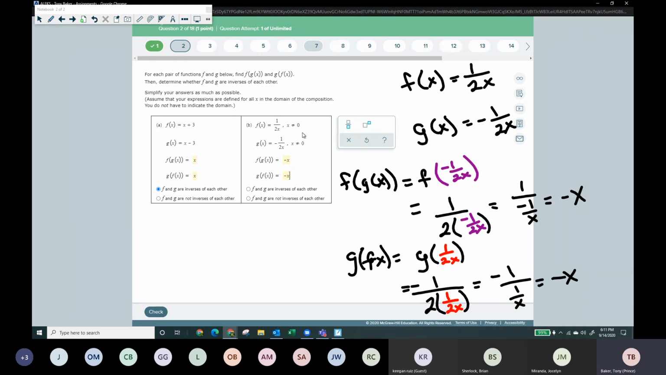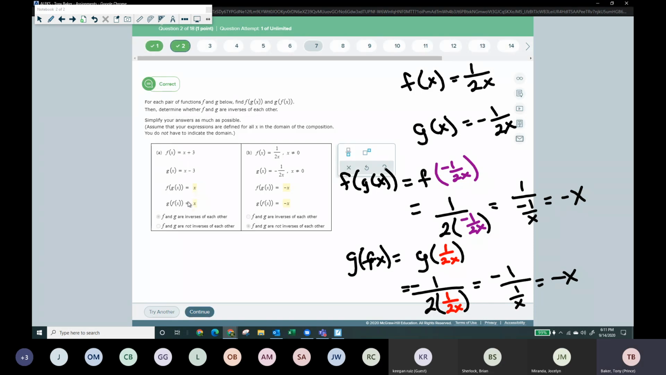So they both come out to be the same, but they're not both exactly x. No negatives or anything else. So they are not inverses of each other. The inverse would have gotten rid of the negative sign as well. So they both have to be x's for it to be inverses. If it's anything else, even if they're the same, it is not inverses of each other.